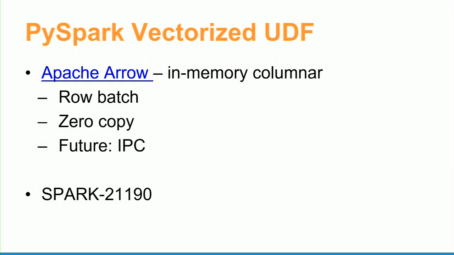In the future, it could do IPC, which means that potentially that would be a real zero copy, in the sense that you're actually not sending things around that much. There's another Jira in Spark talking about vectorized UDF. So that's something to look at in the future.